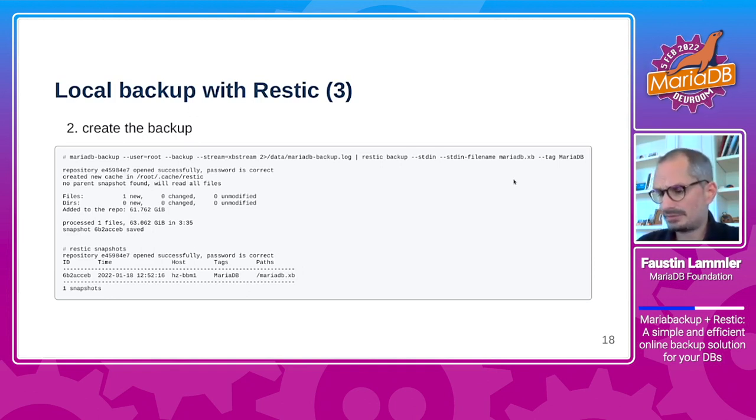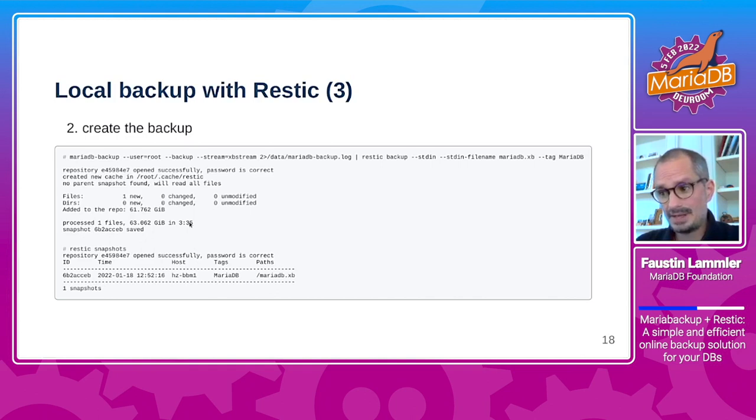It's called a snapshot for Restic because it stores your backups incrementally by default. So here you have your first backup, a bit more than 60 gigabytes. And it took 3 minutes and 35 seconds to do it. This is a local backup. Remotely should take a bit more, but anyway.